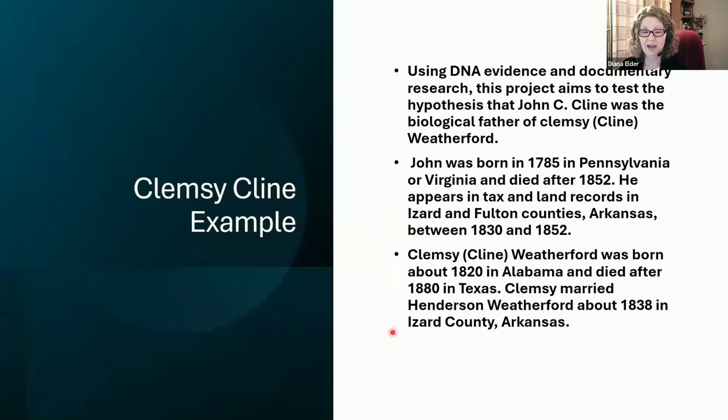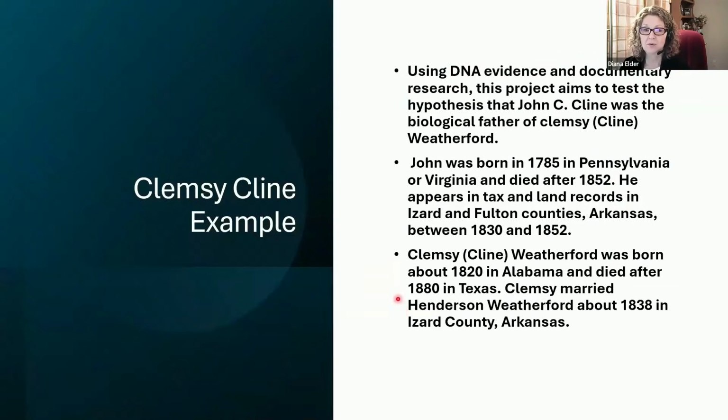Now, the big challenge with this project is that Izard County is a severely burned county, meaning that there are no county records that exist until about 1880. And so this era that could show John and Clumsy in a probate record or some type of connection just is not there. There's nothing we're going to get. And of course, by the 1850 census, she had already married. She's in her husband's household.